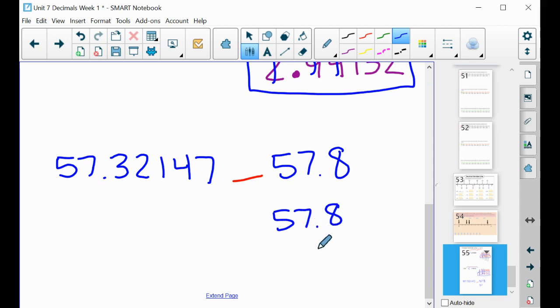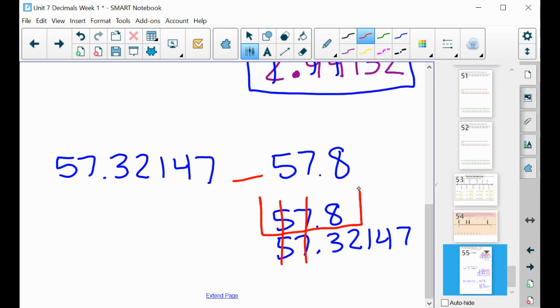57 and 8 tenths. I'm going to do this one kind of quick because I'm going to run out of time recording. 57 and 32,147 hundred thousandths. Watch this. Tens are the same, ones are the same, and right when we get to the tenths, can you see that 8 is greater than 3? So this is our bigger value. That's it.